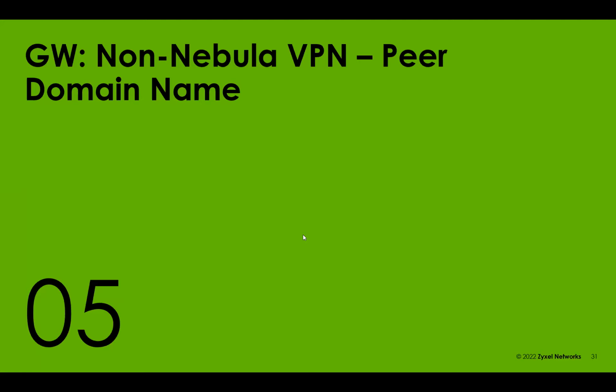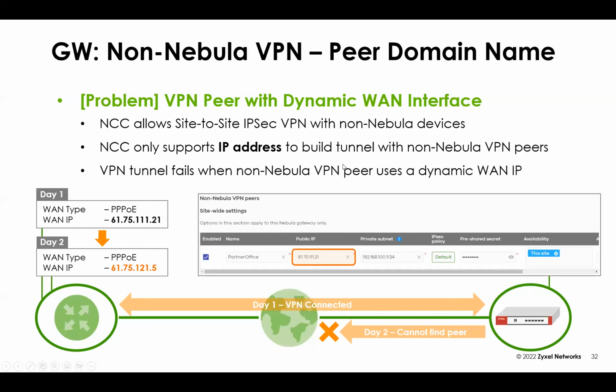Speaking of VPNs, let's talk about our VPN, non-Nebula VPN connectivity. So with our USG Flex and ATP when it's in Nebula, if you're doing a site-to-site to another VPN that's in Nebula, you can use a domain. However, if you're doing a site-to-site VPN with a non-Nebula peer, meaning a third-party device, something that isn't Zyxel or not being managed in the cloud, prior to the last update that we had, you were only allowed to put in the public IP address of the remote gateway.